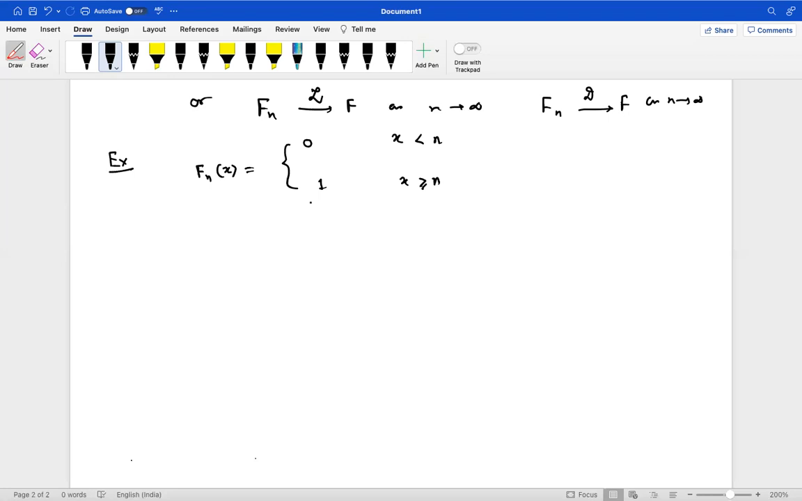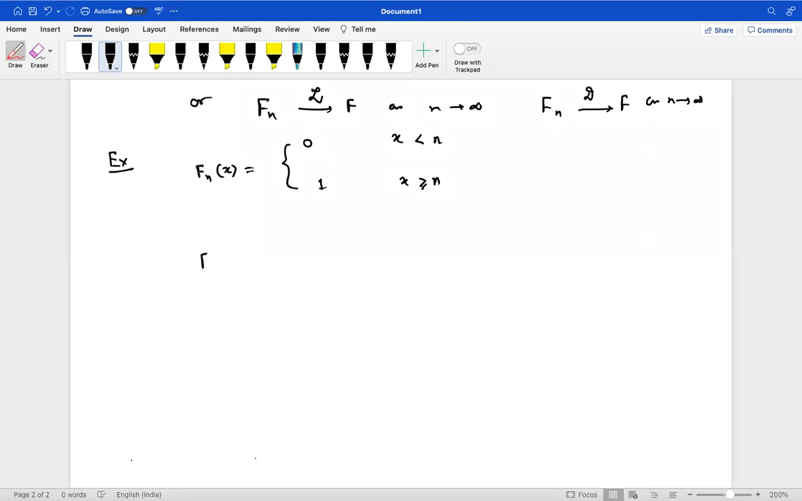So these are distribution functions. Now the question is whether this converges to any distribution function or not, whether the random variable whose distribution function is fn converges to a distribution function or not. Now, what is the limit? What is the limit?